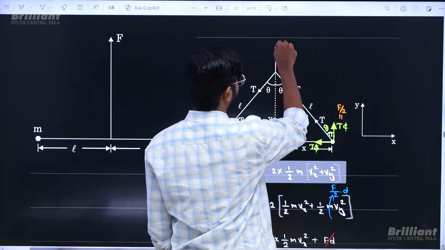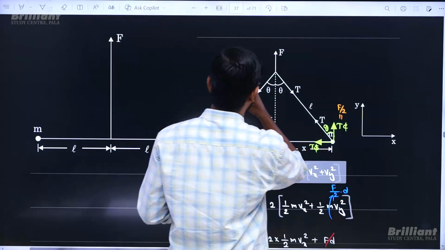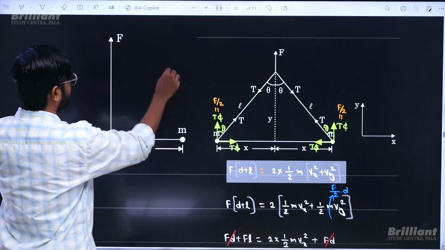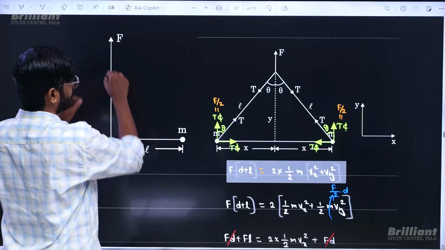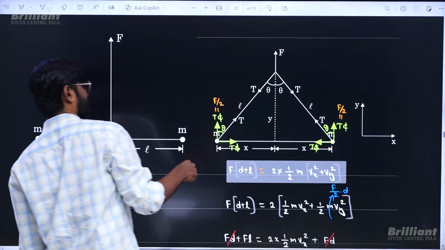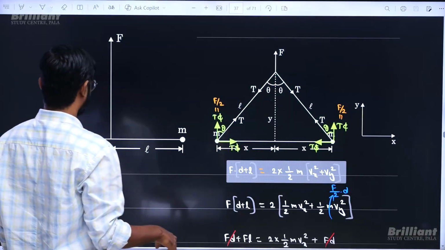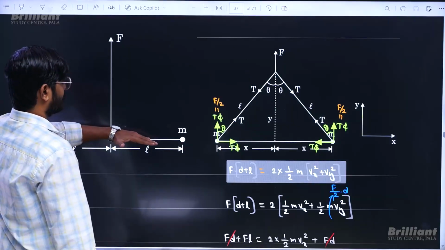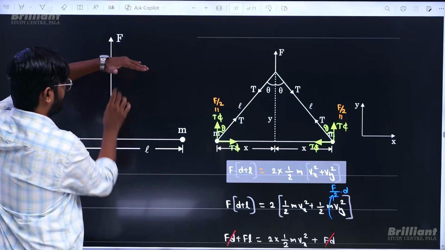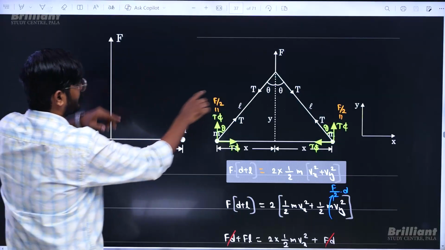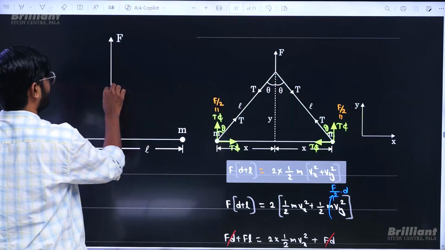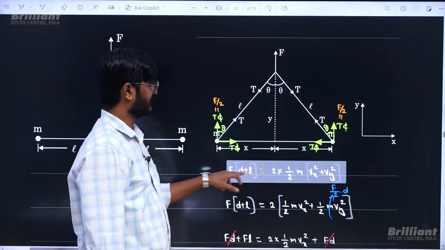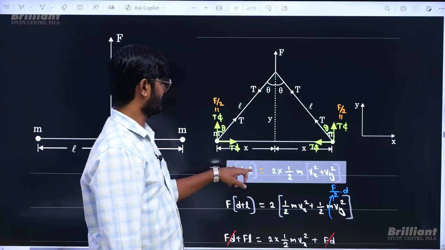So work done by this force. Let me say these masses have traveled a distance d. The masses were here, and when they were hitting, let me say the masses were here, they travel a distance d. So this point would have traveled a distance d plus L. So work done by this force is going to be F into d plus L.